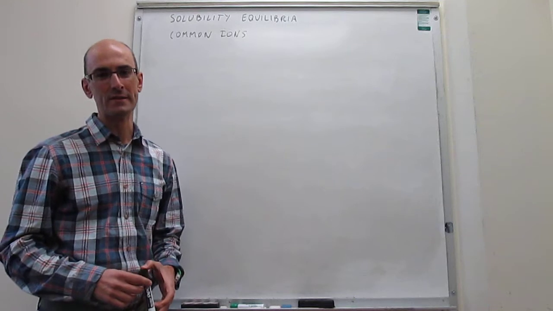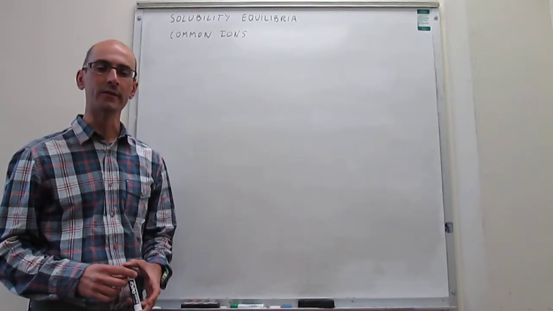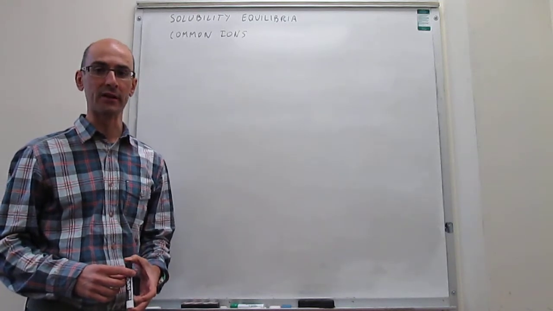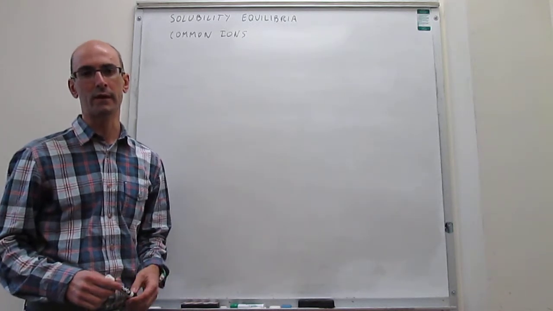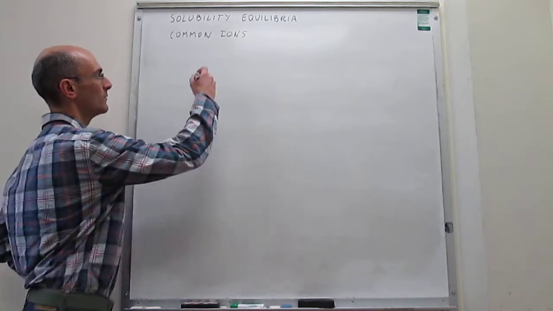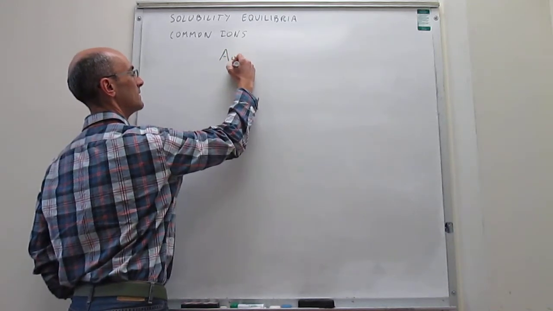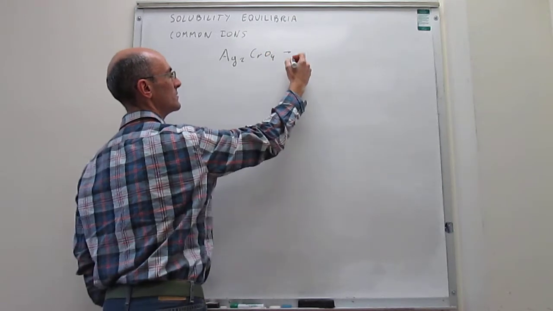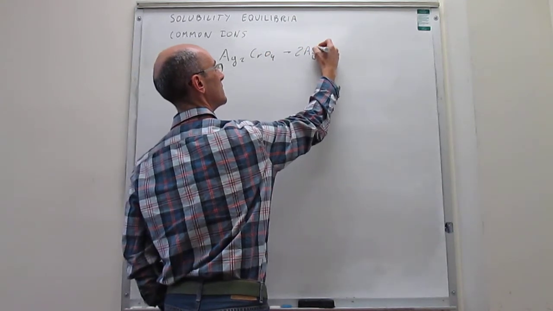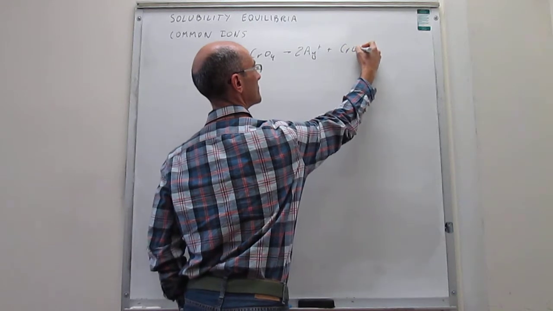In this video, we discuss the effect of a common ion on the solubility of a sparingly soluble salt. Alright, so let's think about a problem with silver chromate, which is this salt. Silver chromate dissociates into silver and chromate ions.